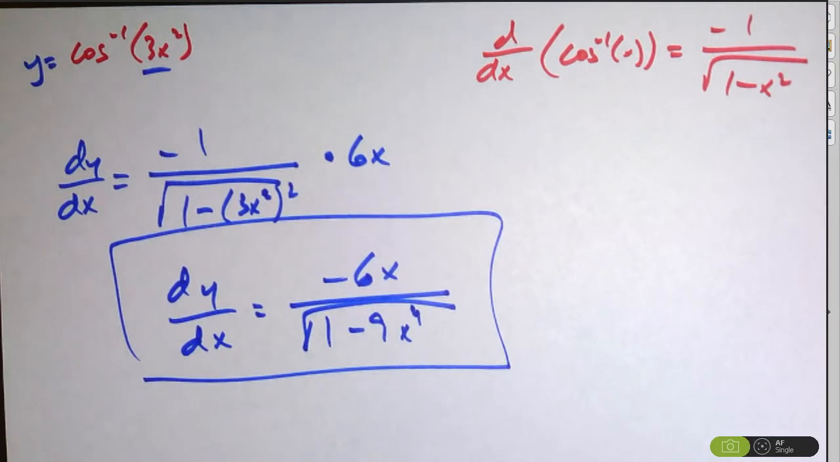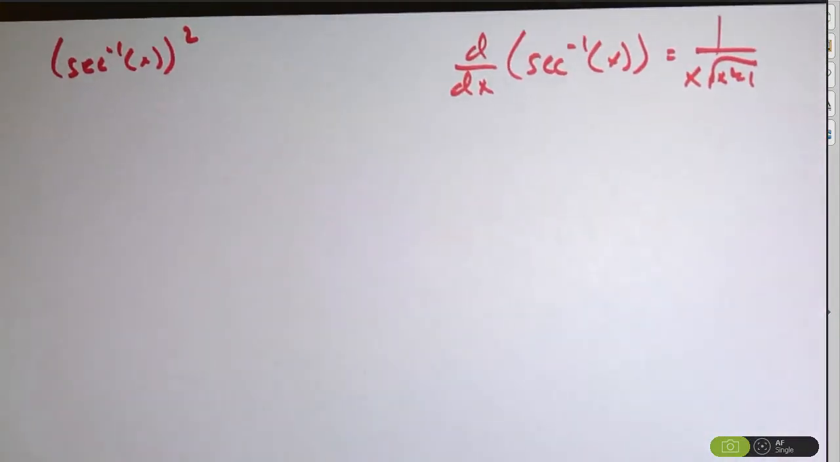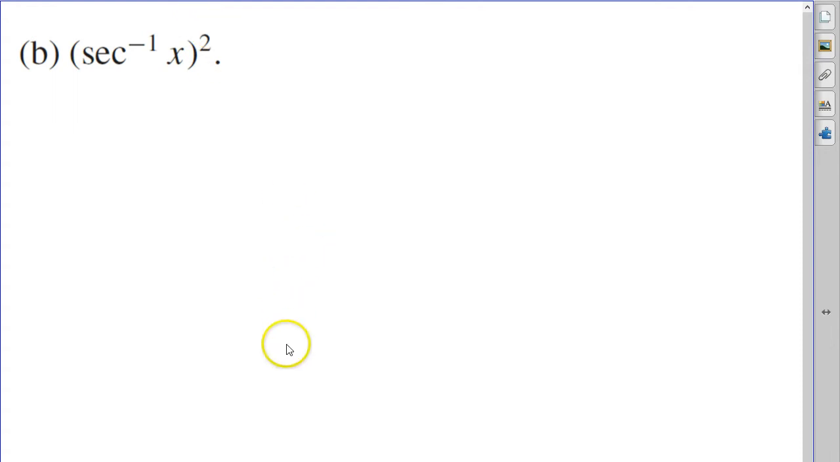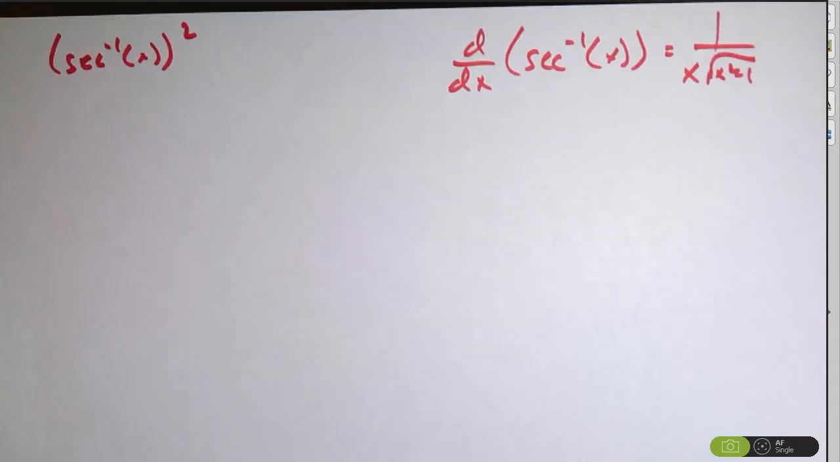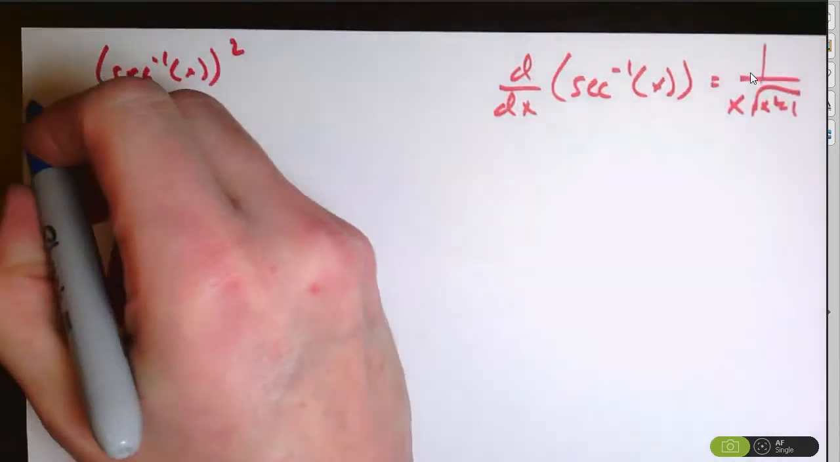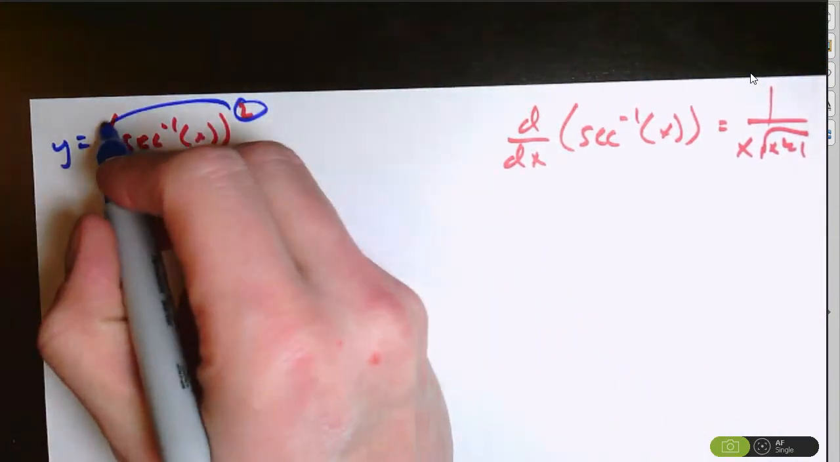All right, and then the last one. Okay, let's make it a little more readable for you. Inverse secant x, quantity squared. Okay. So the derivative for inverse secant is 1 over x times square root of x squared minus 1. So we'll do this one again as if it's y equals. This is really a power rule problem. Let's take the 2 and drop it to the front.